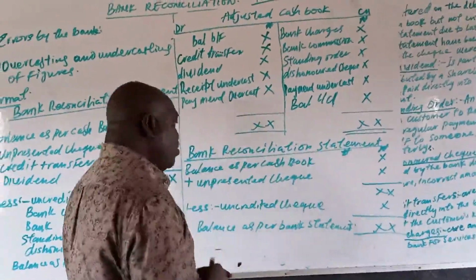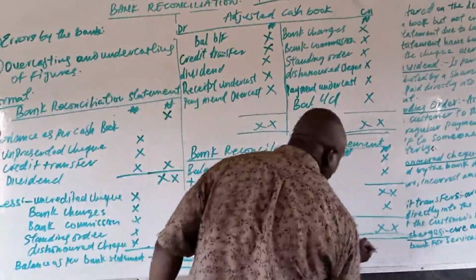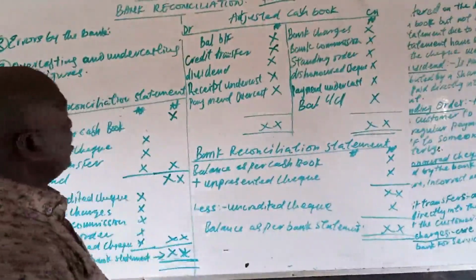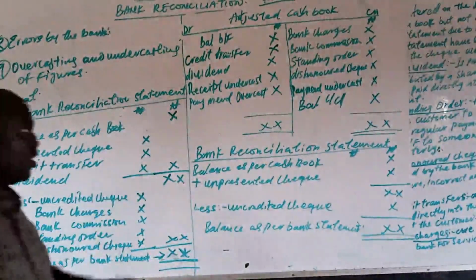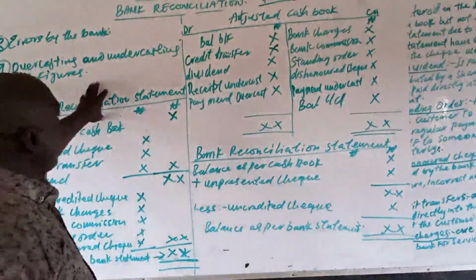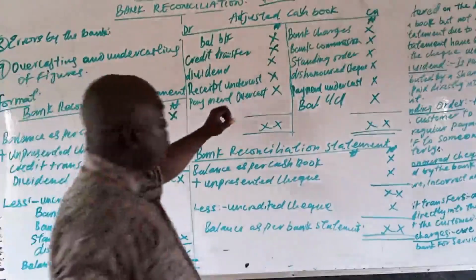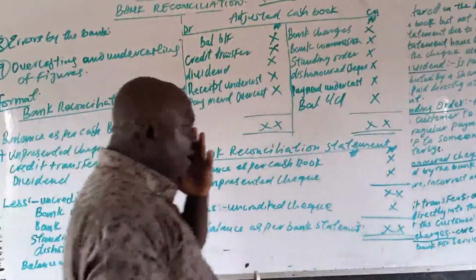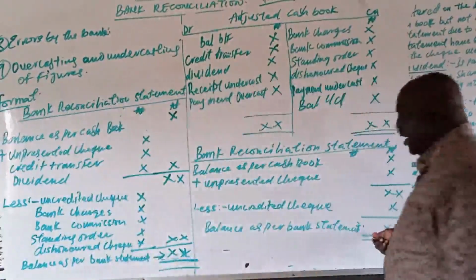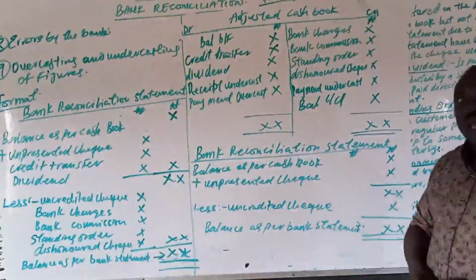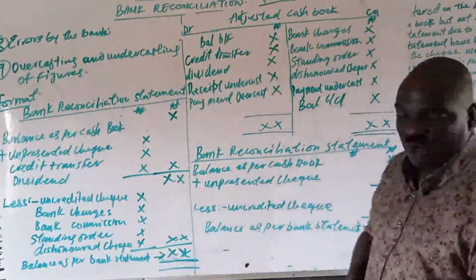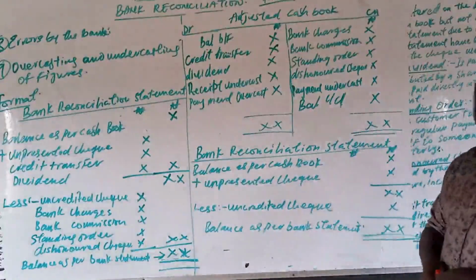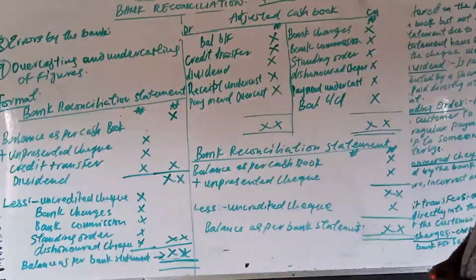Now, if you are going to prepare an illustration to demonstrate all these formats, that is, you are going to make entries in the bank reconciliation statement alone and then using the adjusted cash book. Now, if at the end of the day you are not able to arrive at the bank statement balance, which was given in the question, then the student is practically wrong.